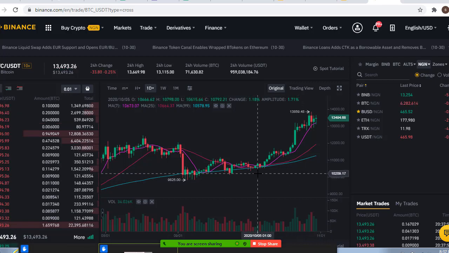I want to inquire, how do you buy cryptocurrency easily with Binance and sell higher, like without trading?